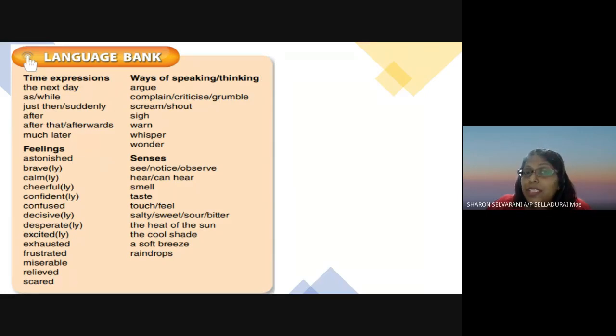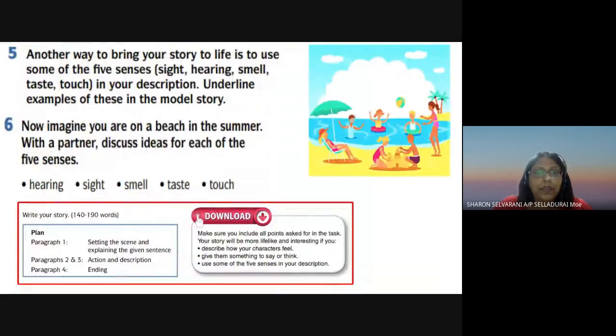Remember your last week's lesson, I asked you to write something about the senses, right? So that is why I asked you to write. So later you will see. Now let's look at this. This is the same picture that I gave you last week. Another way to bring your story to life is to use some of the 5 senses: sight, hearing, smell, touch and taste. In your description, underline examples of this in the model story, which we are not doing.